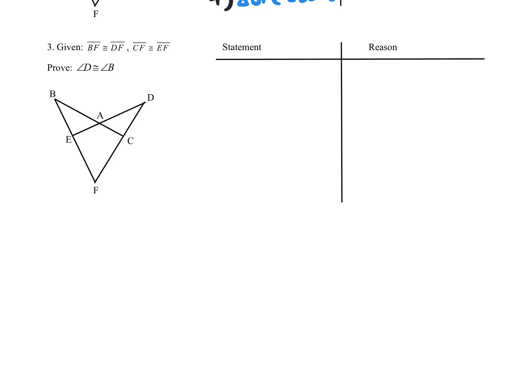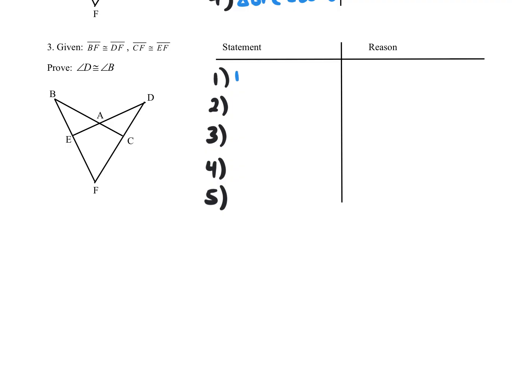So how many statements do you think this one's going to have? This one is going to have 5. Yep. Remember, always start with your givens, and then the prove statement is always going to be last. Okay, go ahead and try that one. Again, how do we always start proofs?